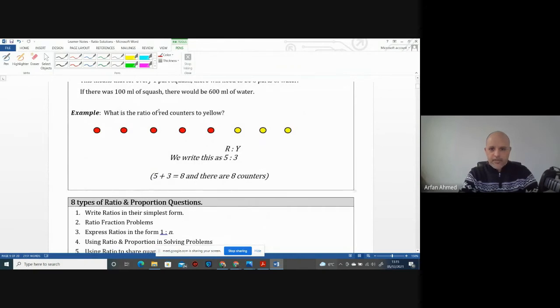What is the ratio of red counters to yellow? So you've got 1, 2, 3, 4, 5 counters for red and 3 counters for yellow. You have to write it in the order that they say as well. They're asking what's the ratio of red counters to yellow, so you have to put the red first. So that's 5 to yellow counters, which is 3. And you should have 8 counters in total, which we do, if you add them together.